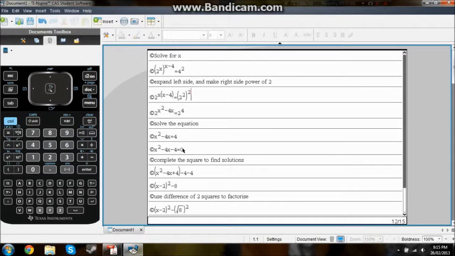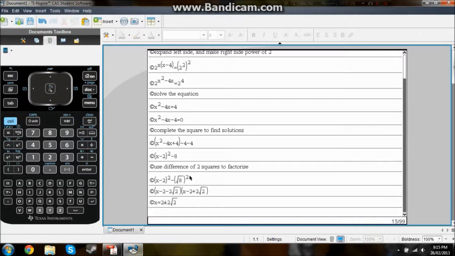Made that equal 0. Some equations you'll be able to factorize by inspection, but this one you have to complete the square. So completing the square, half 4 squared, you get plus 4 minus 4. And you get a perfect square here, so it's x take 2 squared, take 8. Difference of 2 squares, take square root of 8 squared, because that's how you do difference of 2 squares. You need 2 squares and a subtract in there. And then it's x take 2 take root 8. Square root of 8 is the same as 2 root 2. So x take 2 take 2 root 2, and x take 2 plus 2 root 2. So x is 2 plus or minus 2 root 2.